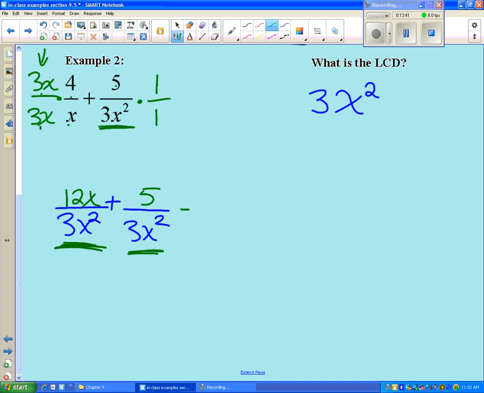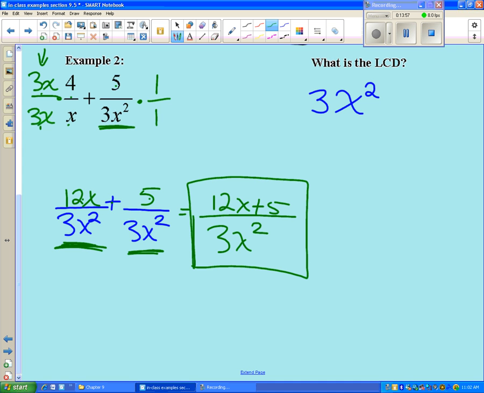Now I can go ahead and add this, my common denominator of 3x squared. 12x plus 5 is 12x plus 5. I can't add anything else. I can't reduce anymore. So this is my answer. There's nothing I can reduce. There's nothing that can be factored out. That is my answer. Let's try another example.